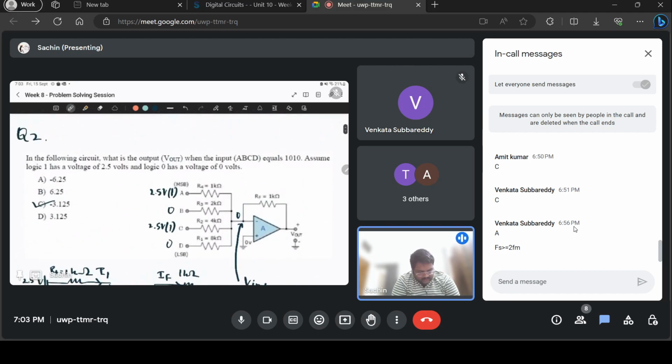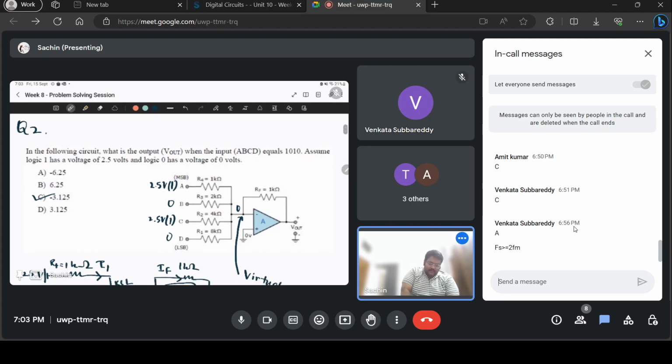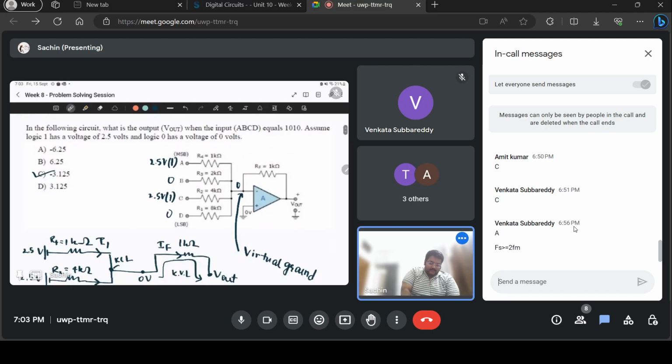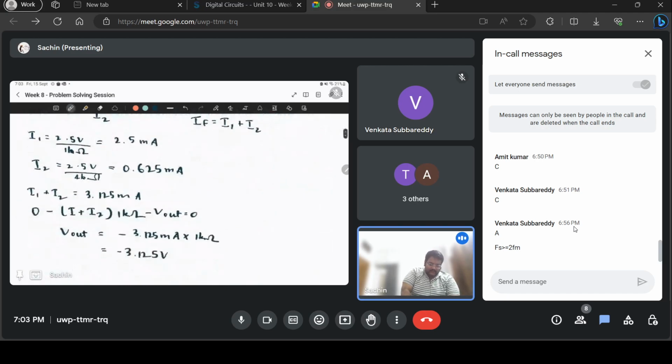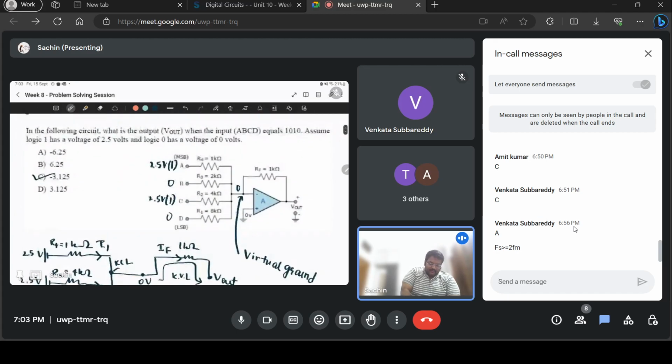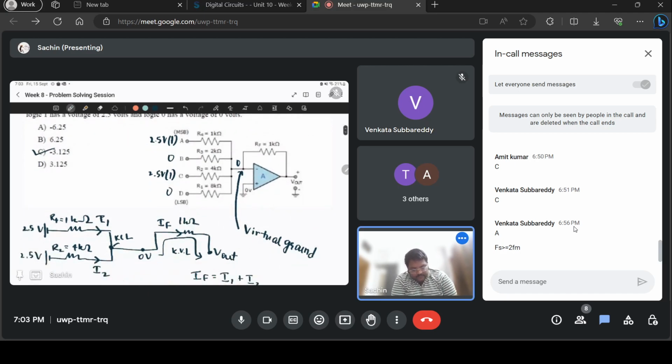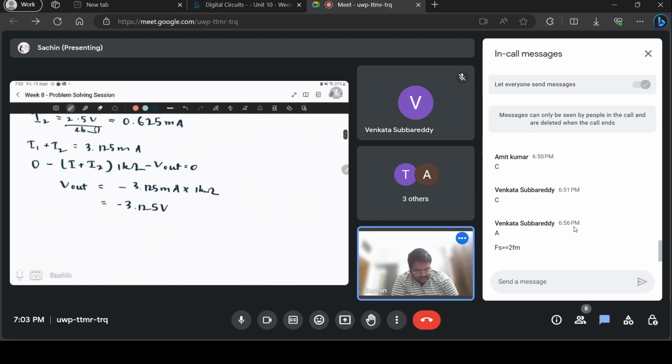And one quick check here is the output of your negative feedback connection configuration will always be negative. So you can't get 6 plus 6.25 and plus 3.125. It should be either option A or option C. And to figure out which one it is, you have to do the calculations. Suppose there were three options which were positive, then you could easily conclude without actually doing any calculations that the only negative answer must have been the correct answer, or the options must be wrong, in which case you'll get grace marks.